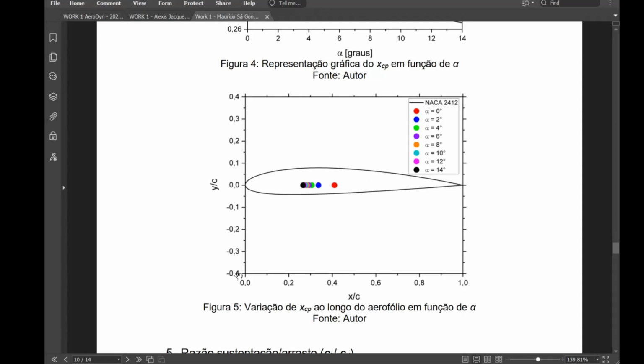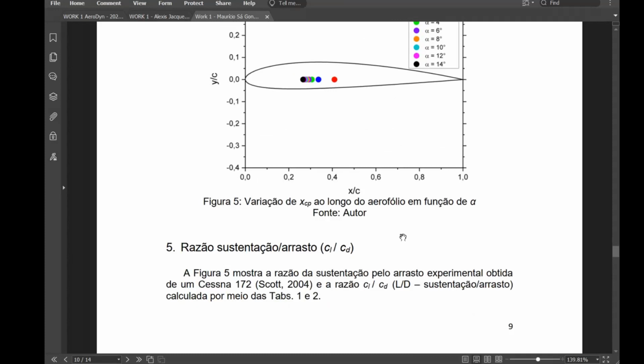Also very nice to have a graphical representation of XCP. It is always welcome when you can visualize this position. As you can see, it explains a lot about where the center of pressure is for each angle of attack. It helps to present this data very nicely. So you put the airfoil inside airfoil coordinates, and a point corresponding to each center of pressure at each angle of attack you use for calculation.